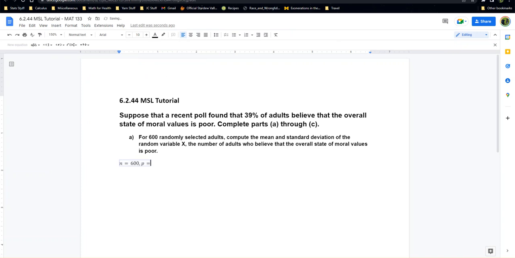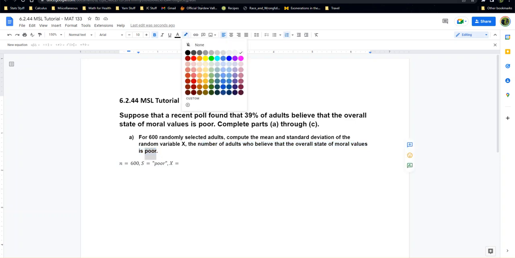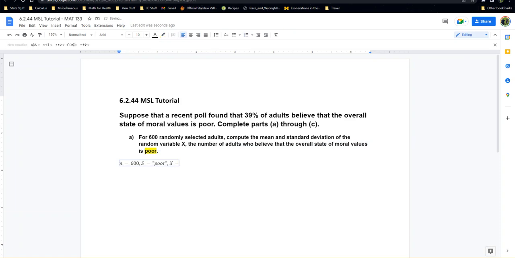The probability of success, well, first of all, let's define success. Success is poor, right? That is believing the overall state of the moral values is poor. And you know that because they tell us that x is the number of adults who believe the state of moral values is poor. Because it's saying poor right here, that's how I know that poor must be my success. That's good enough. I mean, technically we could find q and all of that. Well, here, let me throw those in.